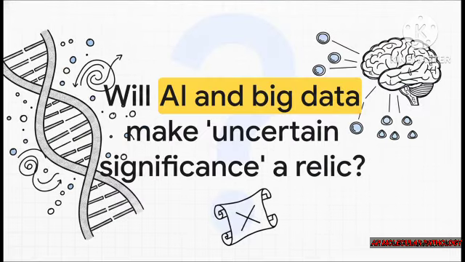We'll end with a little thought for the future. As our data sets grow from millions of genomes to billions, and as AI gets smarter and smarter at spotting patterns, is it possible that the variant of uncertain significance will one day just become a historical curiosity? It's a fascinating question as we keep mapping the human genome.